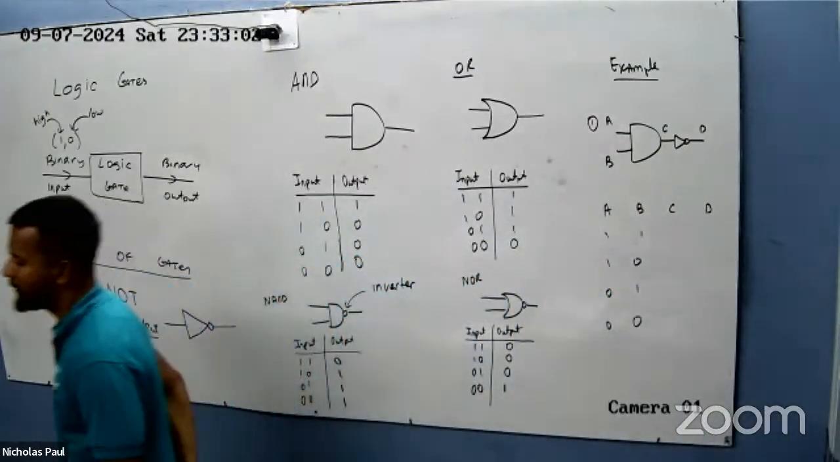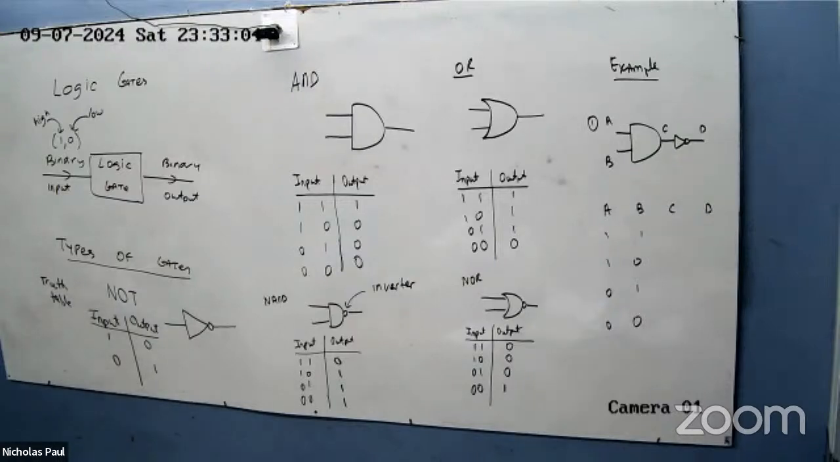Copy it out and let's take a look at example one. How to calculate a truth table.